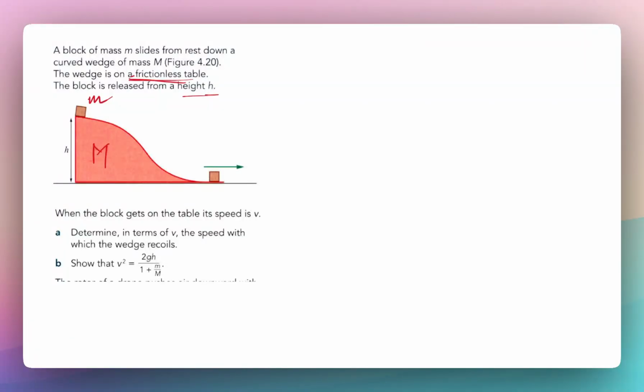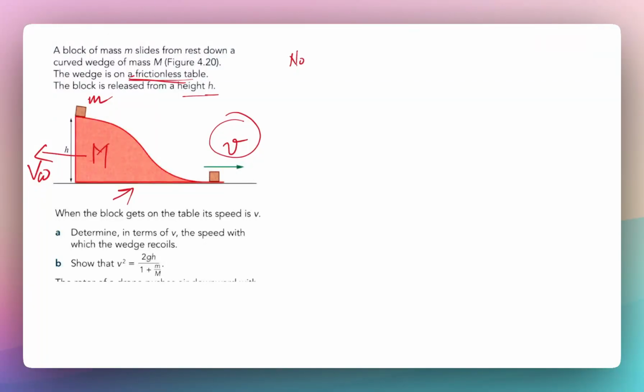When the block gets to the table, just moving away, it has a velocity v, which is given. We have to find, in terms of v, the speed with which the wedge recoils. So this wedge will move towards the left with some velocity, we call it v wedge, and we have to find that. This is pretty easy now, so there's no friction here.